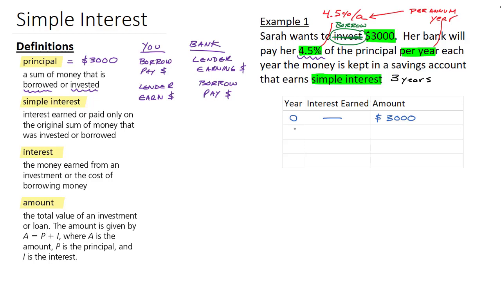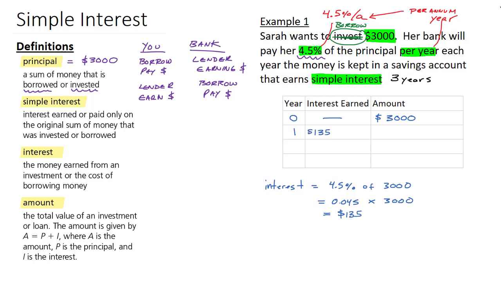Okay, so let's do year 1. So now let's say we've finished the first year, right? How much interest is she going to earn? Let's just write interest here. Pretty easy. She's getting 4.5% of $3,000, right? So how are we going to calculate that? Well, 4.5%, remember percent symbol means divide by 100, so it's 0.045 times $3,000. All right, so let's multiply it and it's going to be $135. Okay, so that's how much she got, $135.